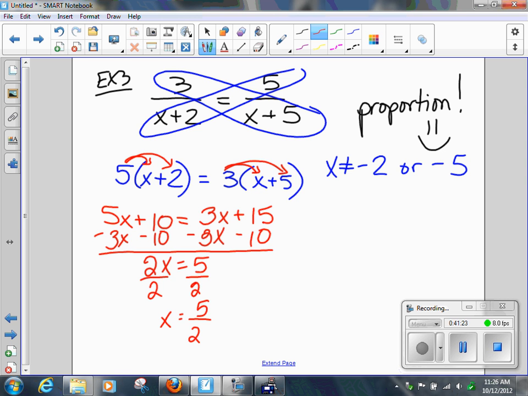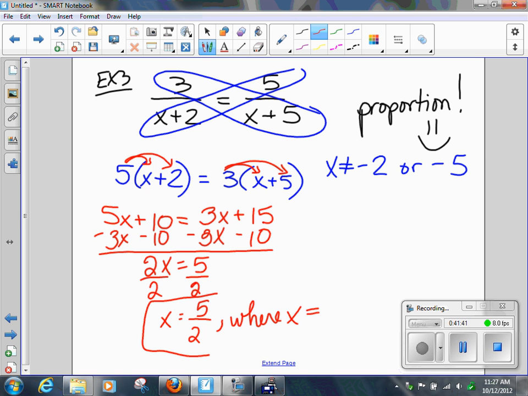How many of you got x is equal to 5/2? Hands up. Facile or difficile? Hey, bring on the proportions all day long, right? I love those. Those are easy. Easy, easy, easy. And we got x is equal to 5/2.